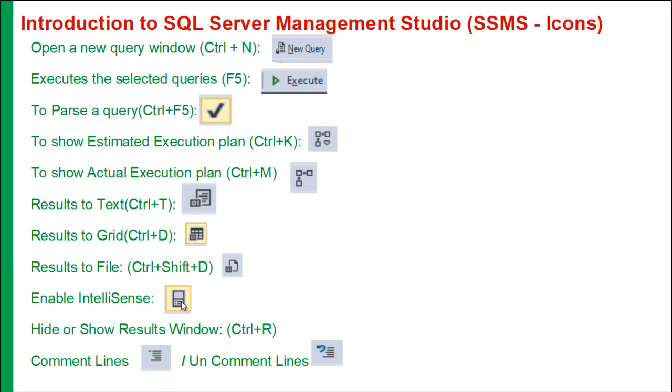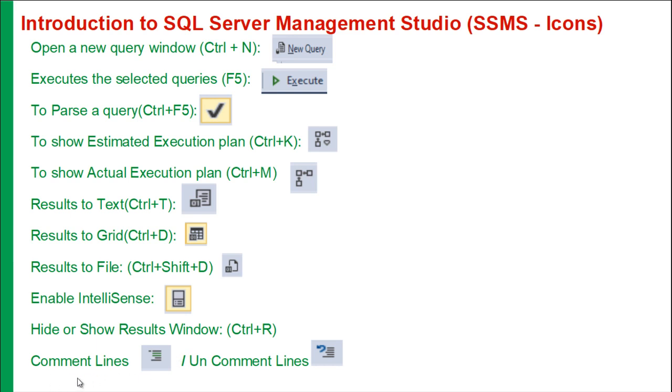If you want to enable IntelliSense, this is the button which will give the columns available in the table or the tables available in that particular schema. You can just type, and it will show the available columns, which will make your life easy while typing. If you want to show or hide the results window, just press Ctrl+R. If you press it again, it will hide, and pressing it again shows the results pane.